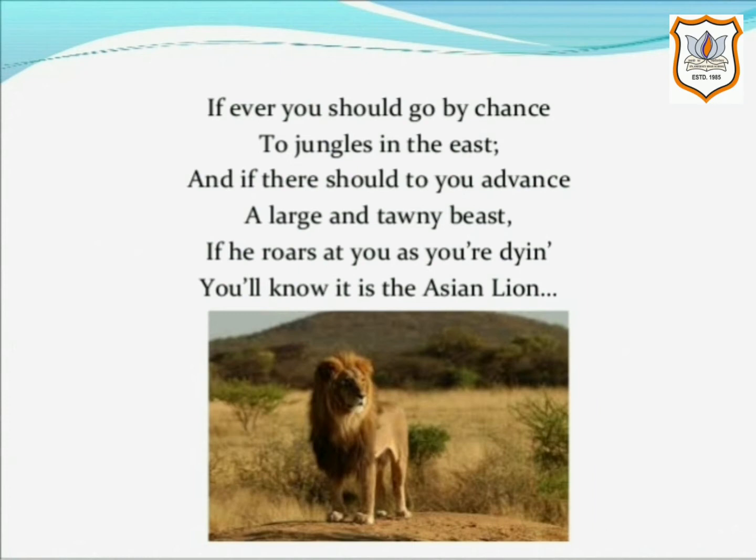So, in the first stanza, she says that if the reader comes across an animal whose skin is yellowish brown in color, and if it roars at him so strongly that he can die out of fear, it means that he has encountered an ancient lion. She has humorously explained the ancient lion, which could kill a person with its roars.